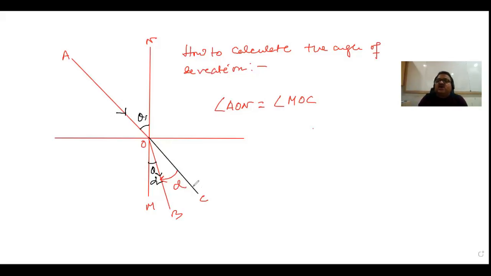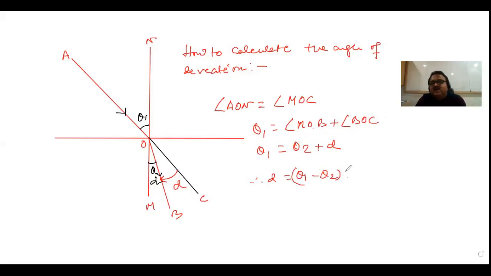Angle of deviation. So how to calculate that? Look, if I use geometry in this case, angle MOC can be written as angle MOB plus angle BOC. Now, angle AON is theta1. What is angle MOB? If you watch it, this will be theta2. And what is angle BOC? This is D. So theta1 equals theta2 plus D. So angle of deviation is theta1 minus theta2. This is the technique of calculation.